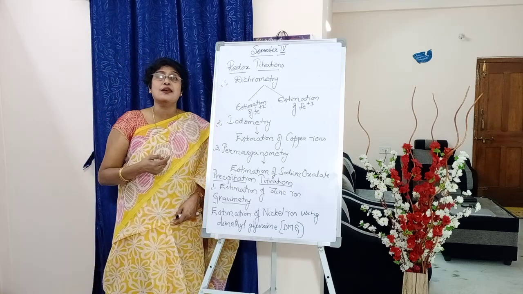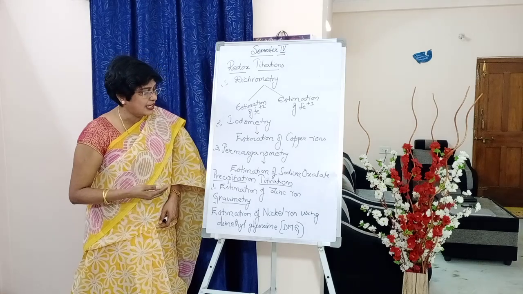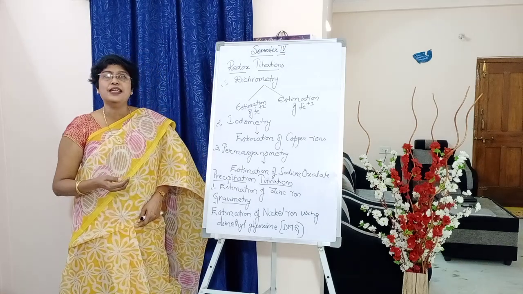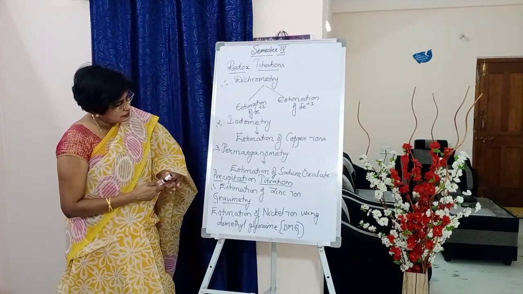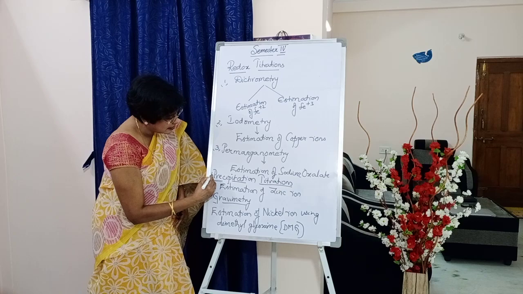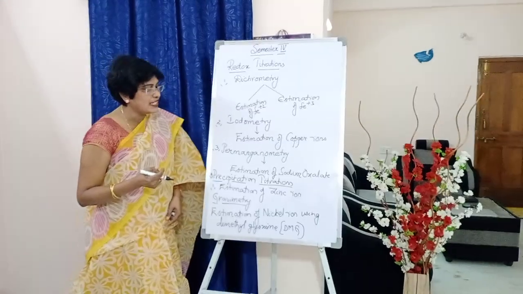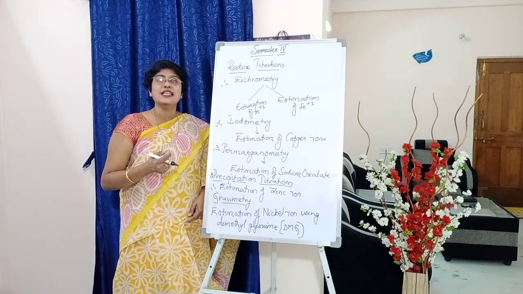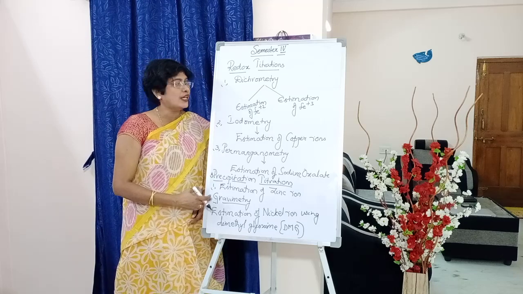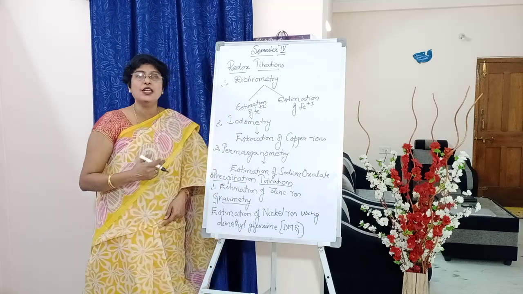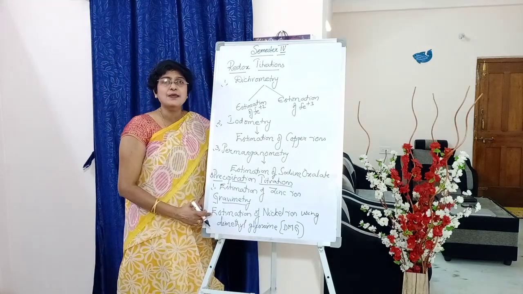to do estimation of Cu+2 ions. The third one is permanganometry, under which we have estimation of sodium oxalate, and this is the fourth one. Then precipitation titrations, under which we have estimation of Zn+2 ions, that is zinc ions, and the other one is gravimetry, students. All these come under volumetric titrations, volumetric analysis, and this is under gravimetric analysis.